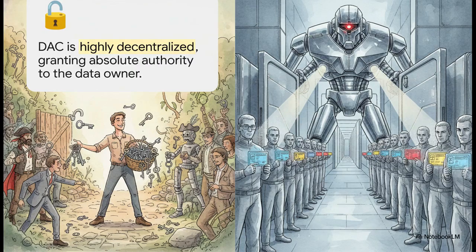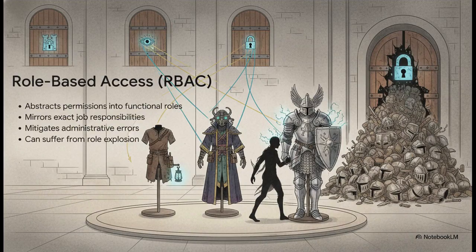In stark contrast, we have mandatory access control, or MAC. This is an incredibly rigid, government-level architecture. It completely strips the data owner of all permission control. Instead, it relies on a strict taxonomy of security labels and operational clearances that are evaluated directly by the operating system itself. To bridge that massive gap between discretionary chaos and mandatory rigidity, the industry standard is role-based access control, or RBAC. This model abstracts permissions away from individual users and instead bundles them into functional roles that logically mirror a person's exact job responsibilities.